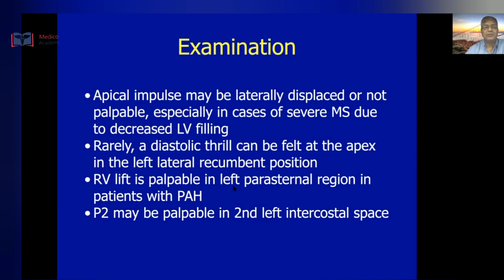Right ventricular lift is palpable in the left parasternal region in patients with pulmonary arterial hypertension. Remember, the RV lift is in the left parasternal region and not in the right parasternal region. The second pulmonary sound, that is P2, may be palpable in the second left intercostal space due to pulmonary hypertension.